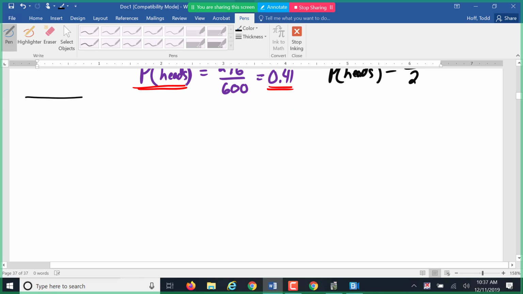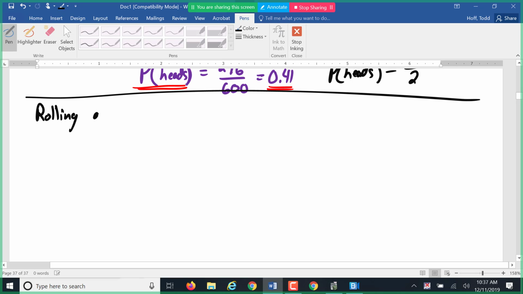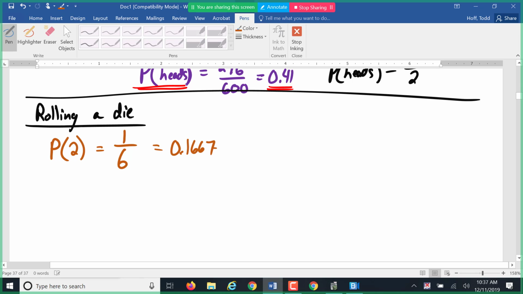Equally likely could be rolling a die. If you've worked with dice before, you know that supposedly a fair die, each side has the same probability of occurring. So the probability of rolling a 2: each die has one 2 on it, one side has a 2 on it out of 6 different numbers. So it's 1/6, or if we divide it out, 0.1667 probability. Generally, probabilities get stated to 4 decimal places unless it tells you otherwise.